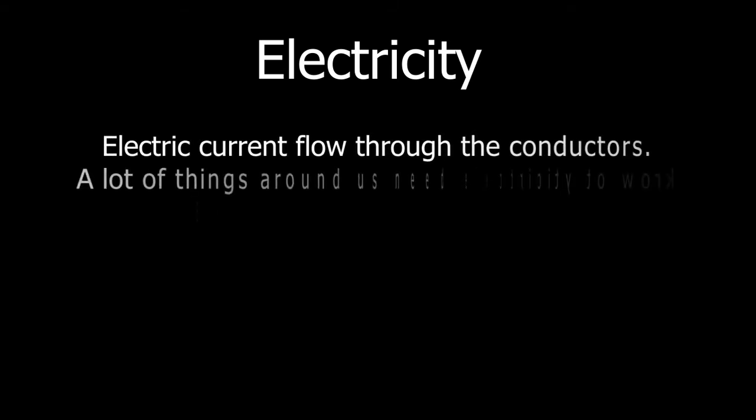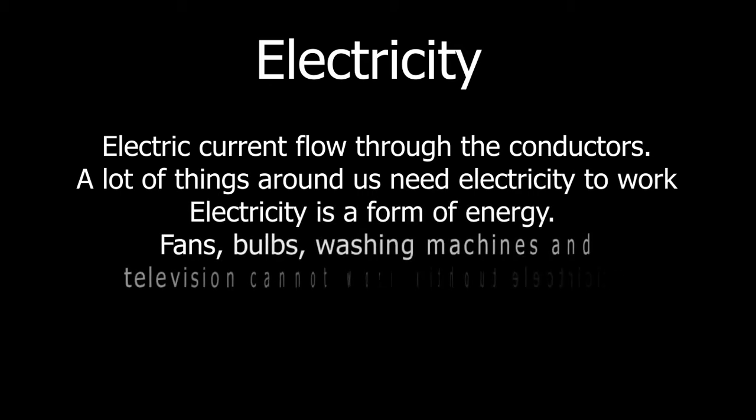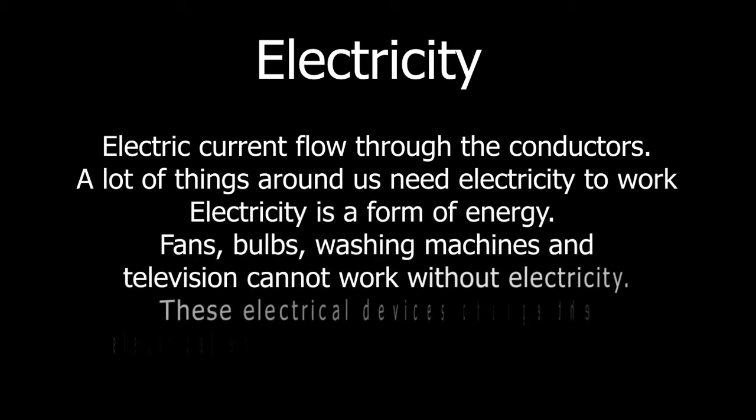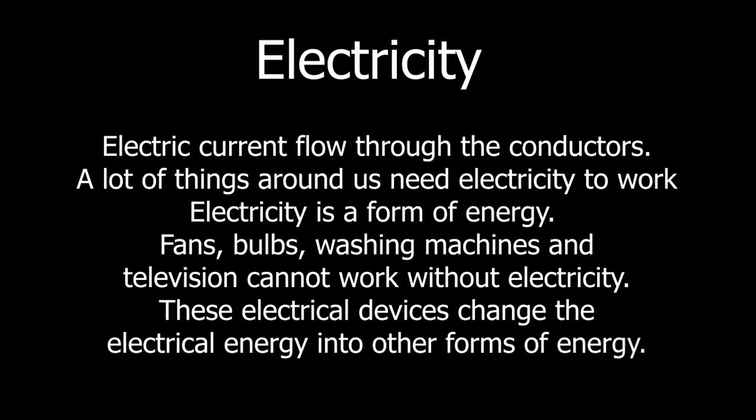Electricity. Electric current flows through the conductors. A lot of things around us need electricity to work. Electricity is a form of energy. Fans, bulbs, washing machines and television cannot work without electricity. These electrical devices change the electrical energy into other forms of energy.